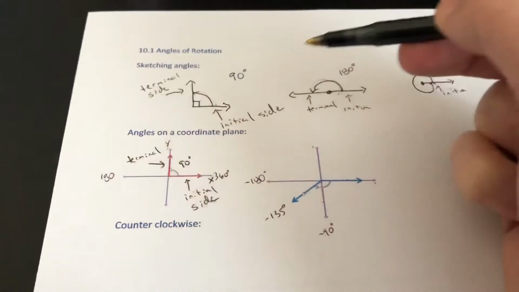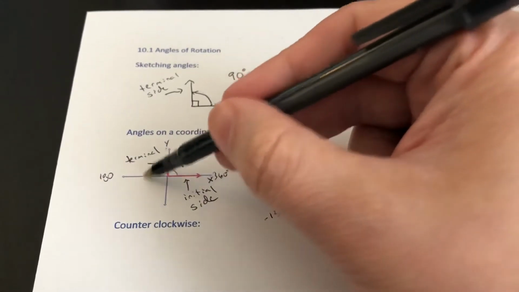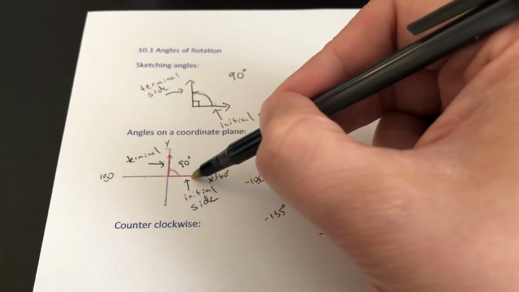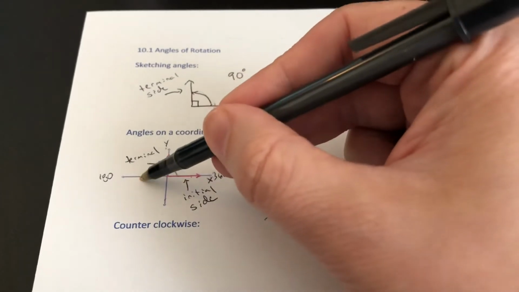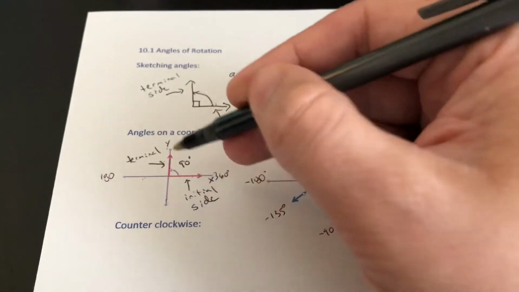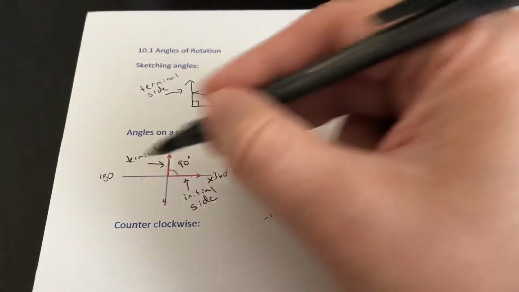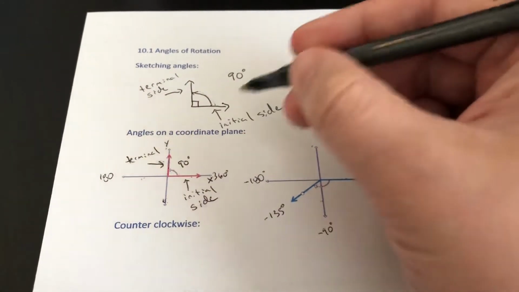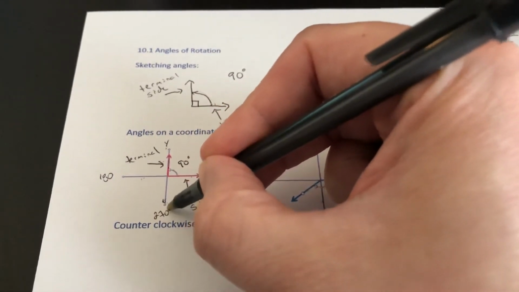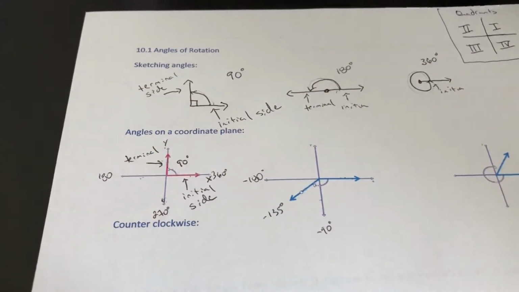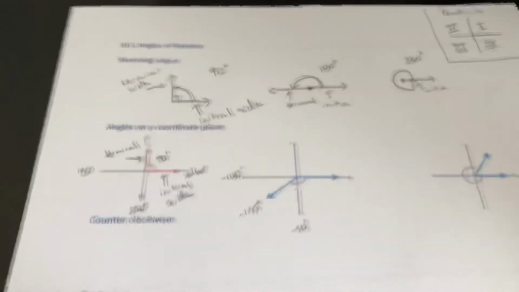Well, what would be down here? What if I rotated through 3 of my quadrants? If I rotate through quadrant 1, through quadrant 2, and through quadrant 3, but don't enter quadrant 4, well, it's halfway between 180 and 360. So we can do some math there, but that would be a 270 degree angle right there. Okay. All right, let's look at this example.